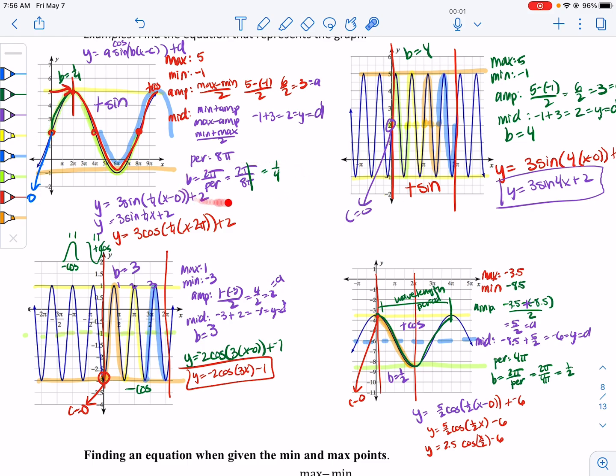I prefer to use the 2 pi divided by the period, so the period is 1 wavelength. That went to 8 pi, so 2 pi divided by 8 pi. Here we went to 4 pi, so 2 pi divided by 4 pi, the pi is canceled, and then 2/4 reduced to 1/2. Okay. So we use those skill sets to get us to our equation.